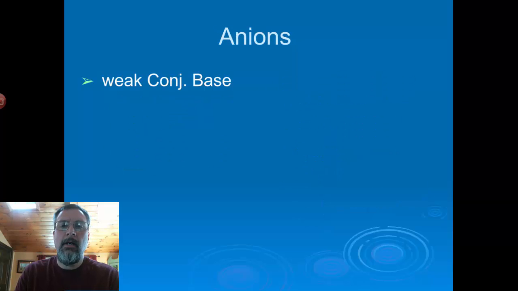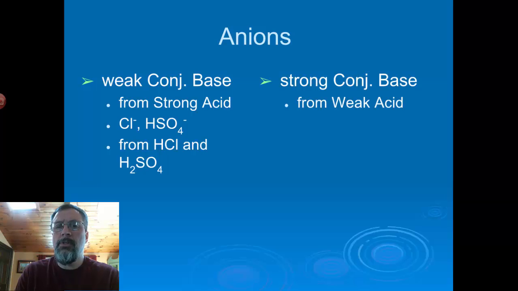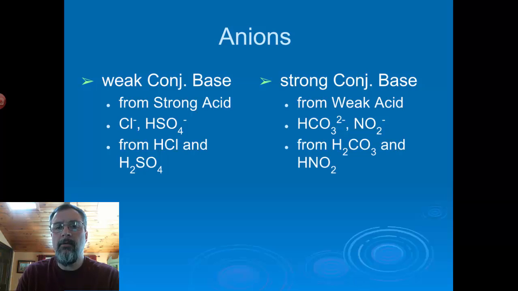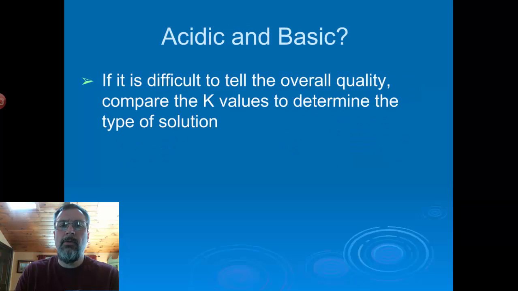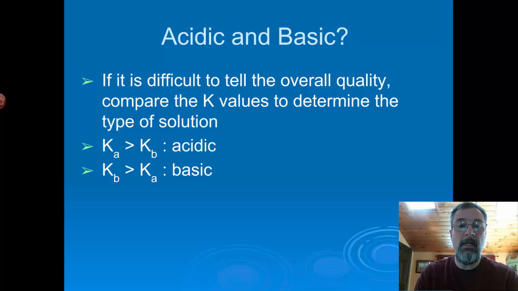For anions, weak conjugate bases will come from strong acids, so chloride ions or hydrogen sulfate ions, because they come from strong acids. Strong conjugate bases will result from weak acids. Okay, so the bicarbonate ion, for example, and nitrite ion come from weak acids, so they would be strong conjugate bases. So sometimes it'll be difficult because you'll have one ion that is very acidic and the other one is basic. How do you tell whether the overall solution is acidic or basic? Compare the K values. Okay. General rule of thumb is if Ka is greater than Kb, then the solution is acidic, and vice versa.